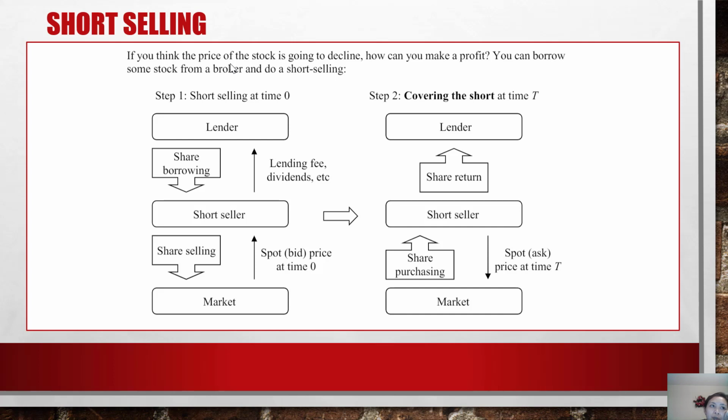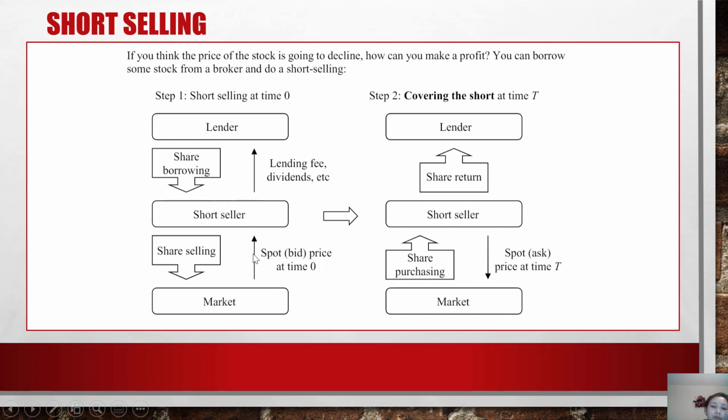First, you have to borrow one share from the lender. So this is step 1, time 0. You borrow one share from the lender. And then you have to go through a process called short selling. And here you have to sell the stock at the bid price S0 to the market maker.